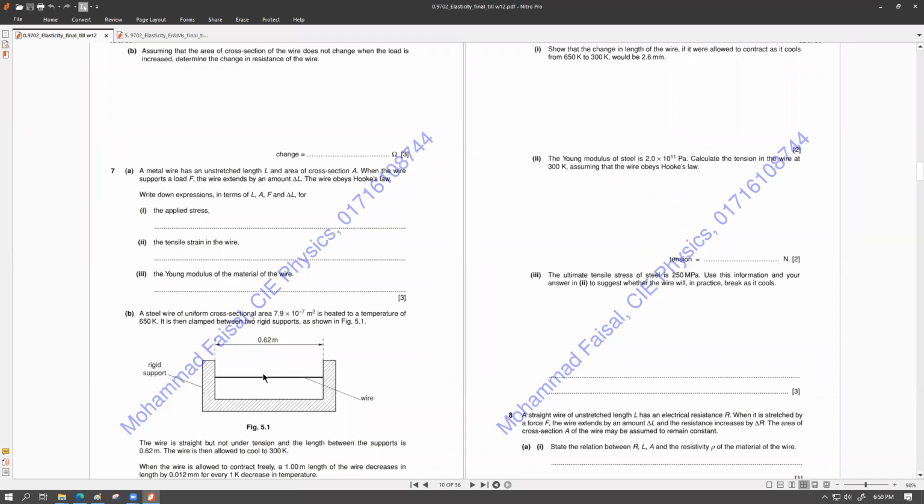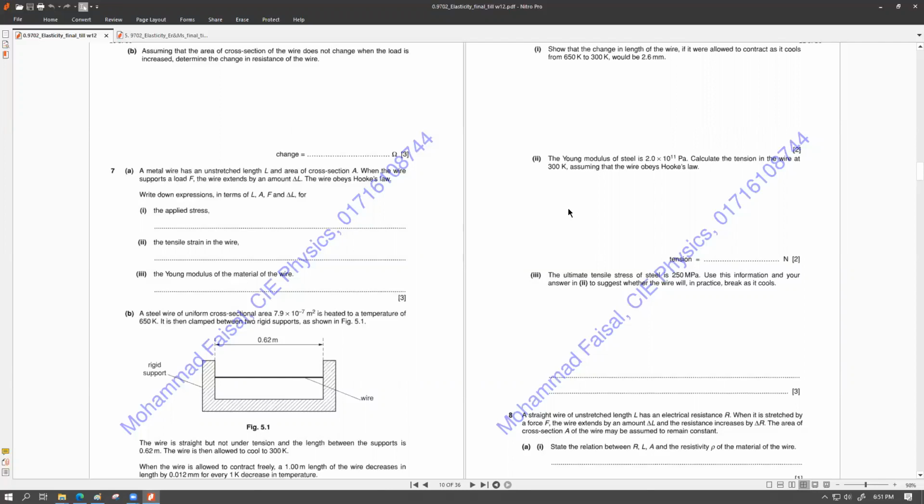Have a look at the first paragraph of B. It mentions a uniform cross-sectional area. So we can take that information and go ahead and calculate. The formula that we're going to need here is Y equals FL by AE, or you can write Y equals F by A divided by E by L, and then you can do the whole calculation once again.